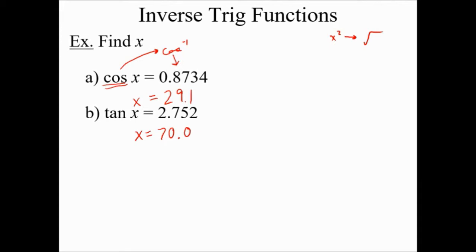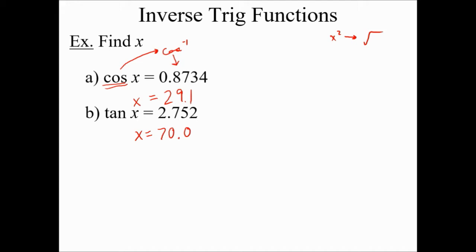Okay, so this is how we undo trig functions. This is how we basically get the cosine or the tangent away from a variable. Now we are going to use that idea, and we're going to use these trig functions to do what's called solving triangles, meaning find missing parts of a right triangle.